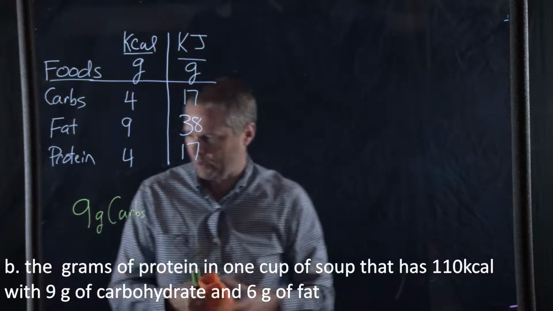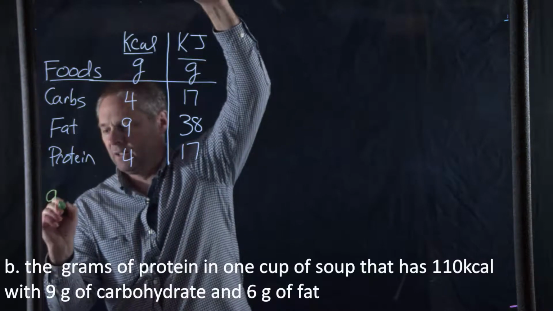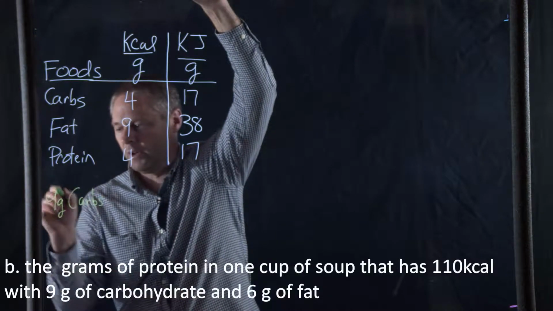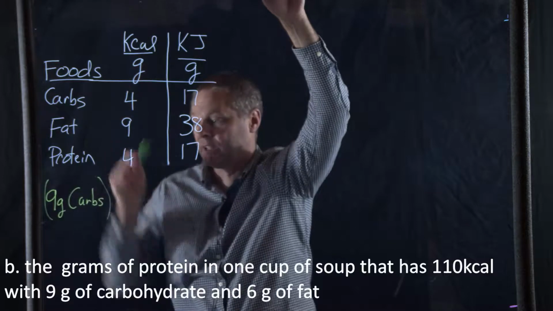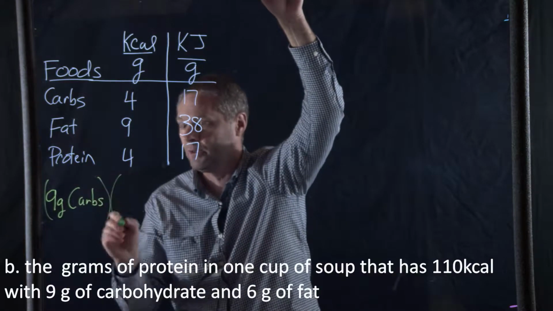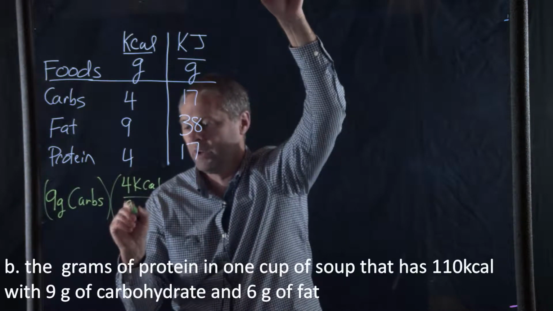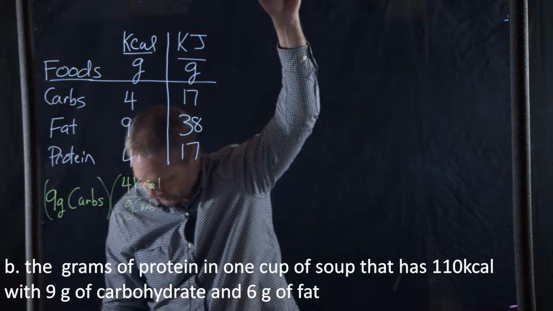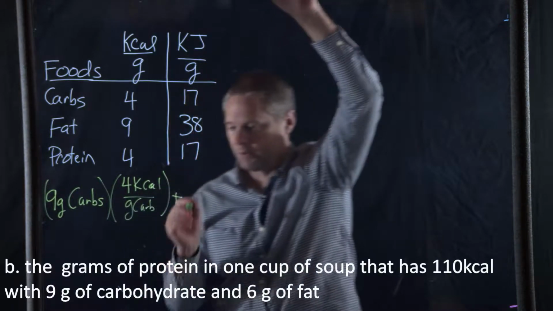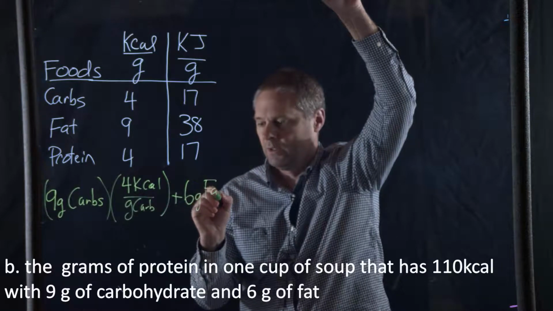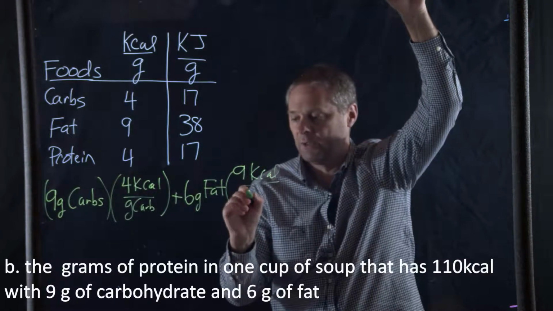I'm going to move that over just a hair so I have extra room. So we're going to have 9 grams of carbs. Now this gives us information on the kilocalories, so we'll be working with this column. So we know that for the grams of carbs, there is going to be 4 kilocalories per gram of carb. Plus, he gives us 6 grams of fat. So this is going to be 6 grams of fat. We go to the fat and we see that there's going to be 9 kilocalories per gram of fat.